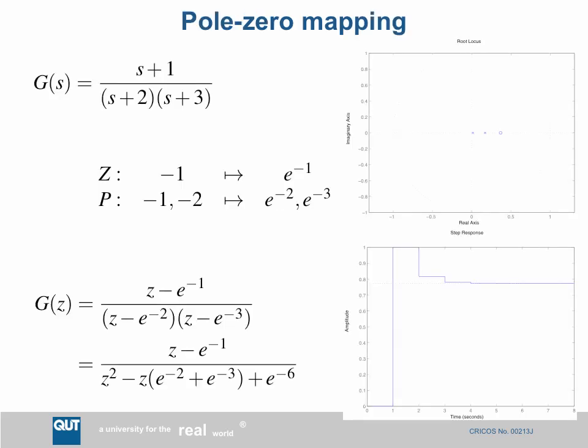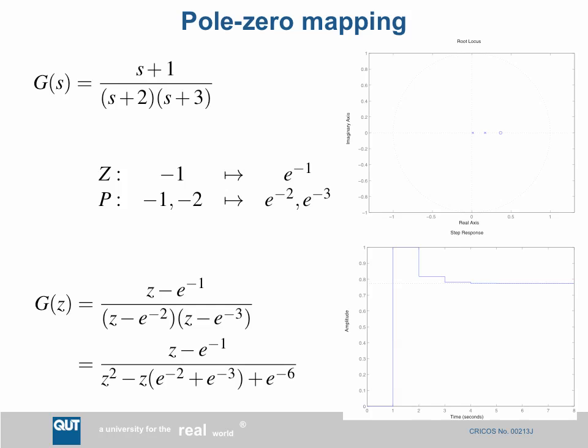Finally, let's look at pole zero mapping. Our continuous time system at the top has a zero at -1, and poles at -2 and -3. We put each of those through the exponential, so they map to poles and zeros at e to the -1, e to the -2, and e to the -3. I do a bit of simplification and I get this discrete time representation.